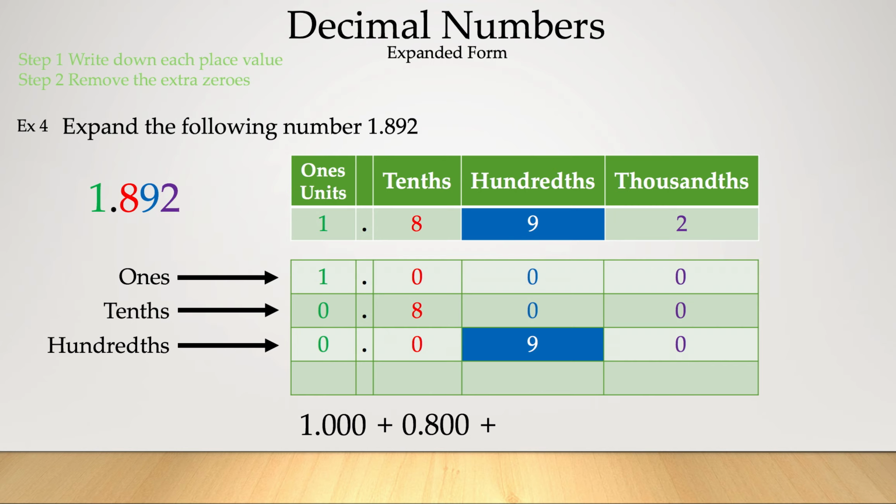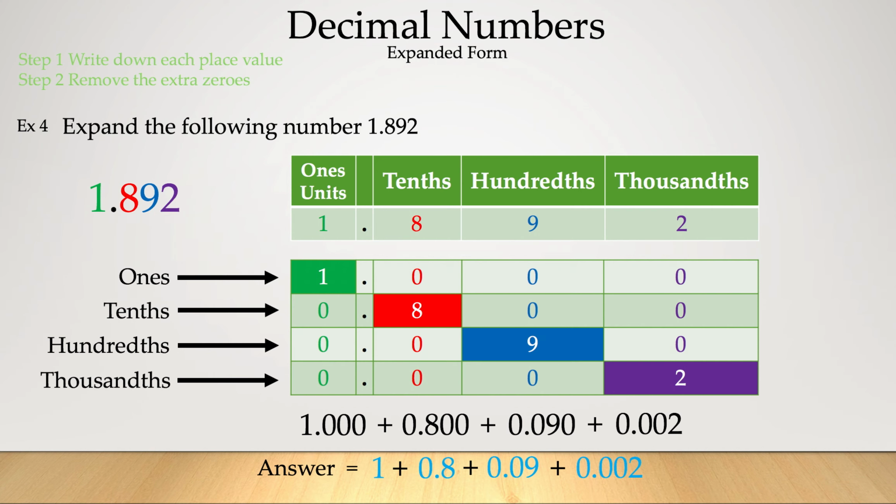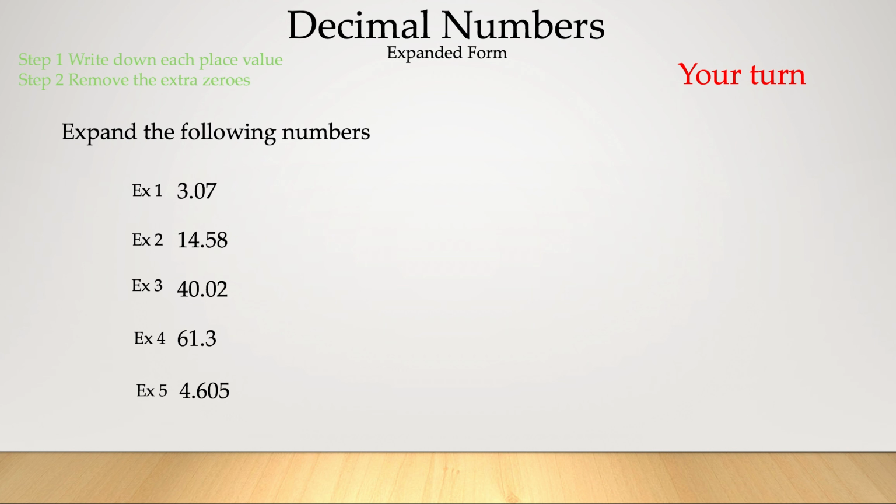Move one place value to the right, which is the hundredths. So we write down the 9, and every other number becomes a 0. And now we write it down, 0.090. And finally, we're going to take a look at the thousandths and write down 2, and every other number becomes a 0. And now we write down 0.002. Now we're going to remove the extra zeros, and we get 1 plus 0.8 plus 0.09 plus 0.002.